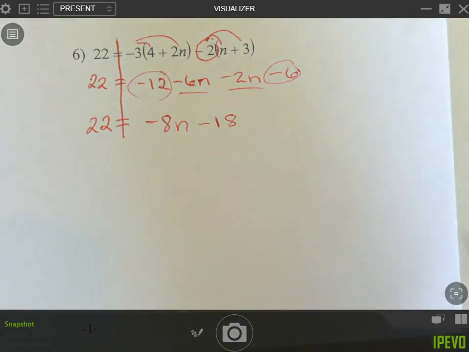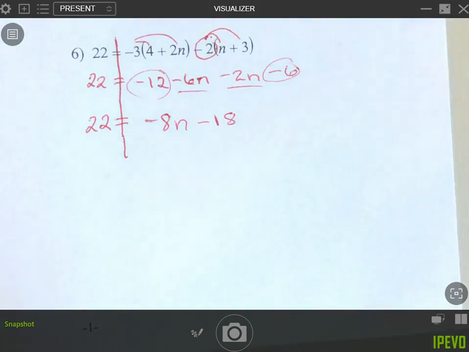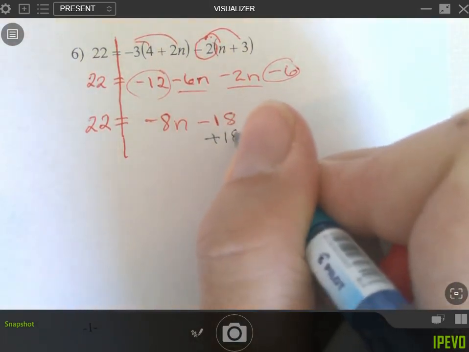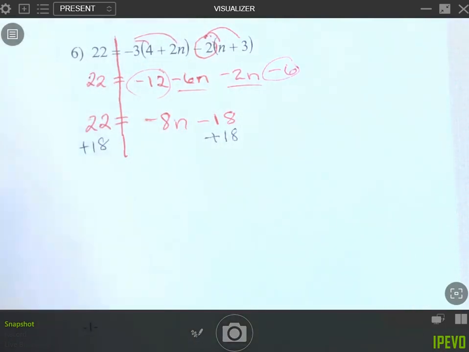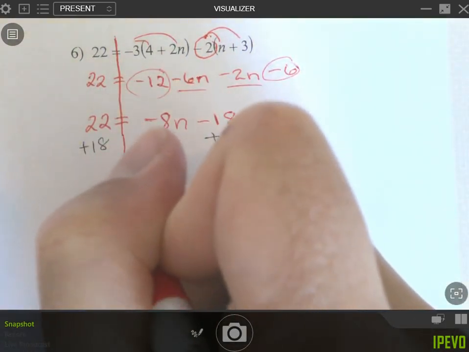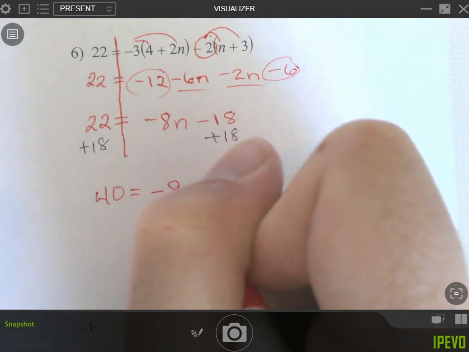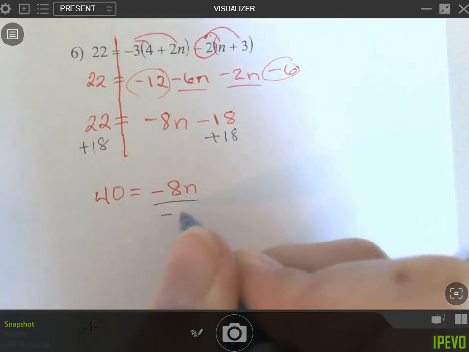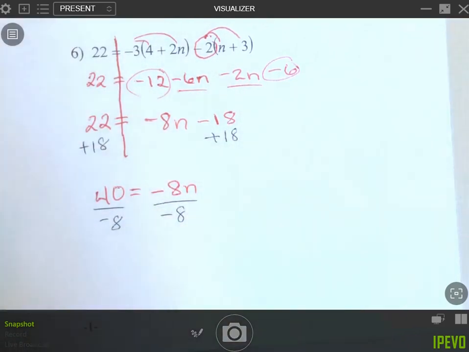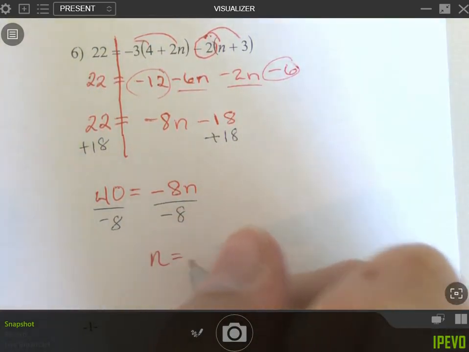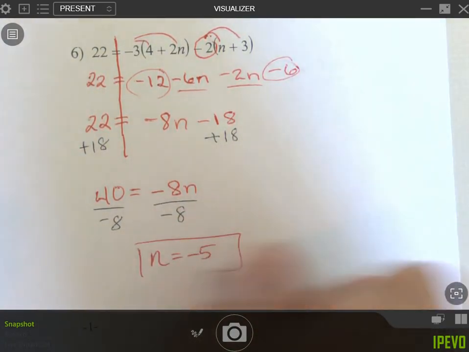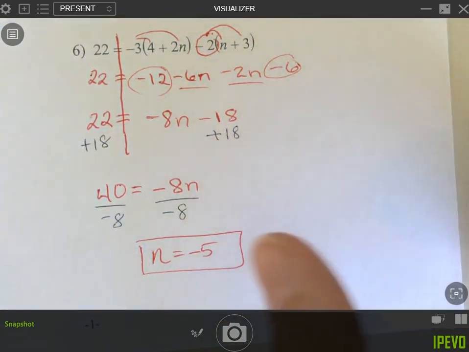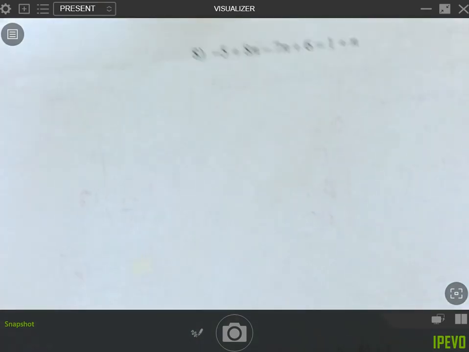Now I'm going to start solving by moving things away from n. Plus 18. And I'm going to start by getting rid of my subtraction by adding. All right. Gives you positive 40 equals negative 8n. And then divide by negative 8. Yep, divide both sides by negative 8. And there is my n equals negative 5. All right, and really helpful if you guys box or circle your answers. Very, very helpful. All right, on the back.